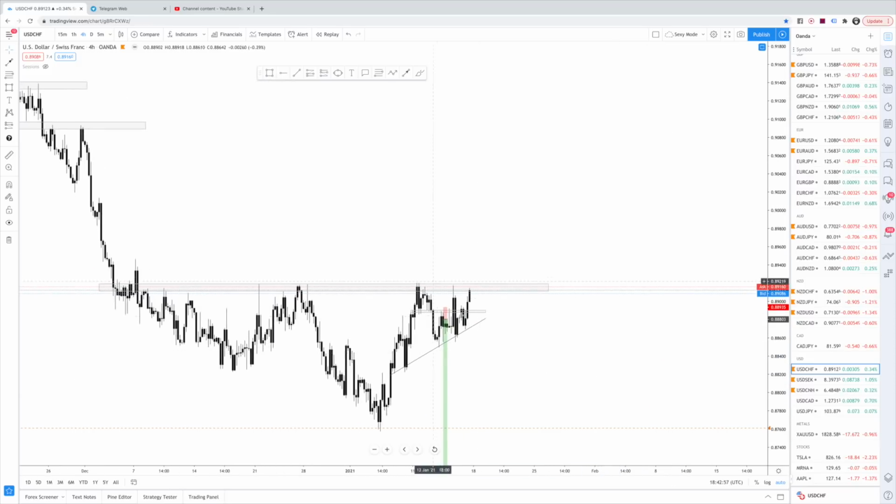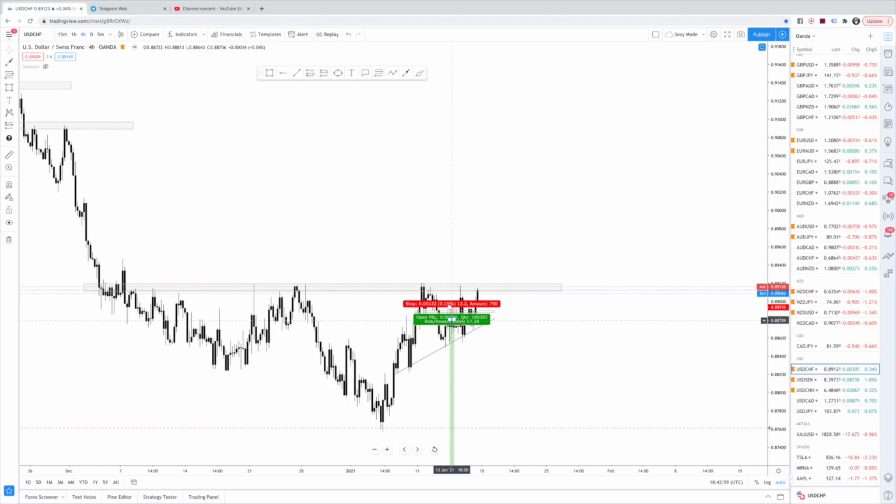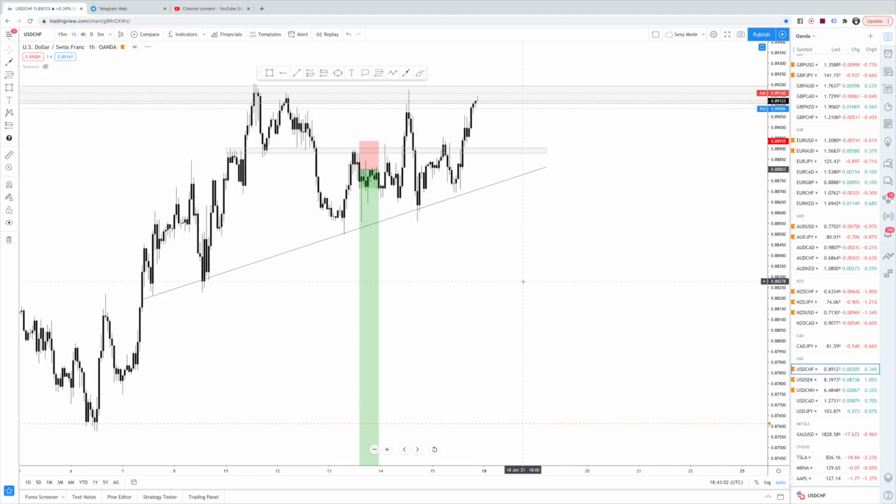Last week, I took this trade. I already did a recap on this, but I got pinned at break even on this one. So I didn't lose money, but didn't make any money on this one.